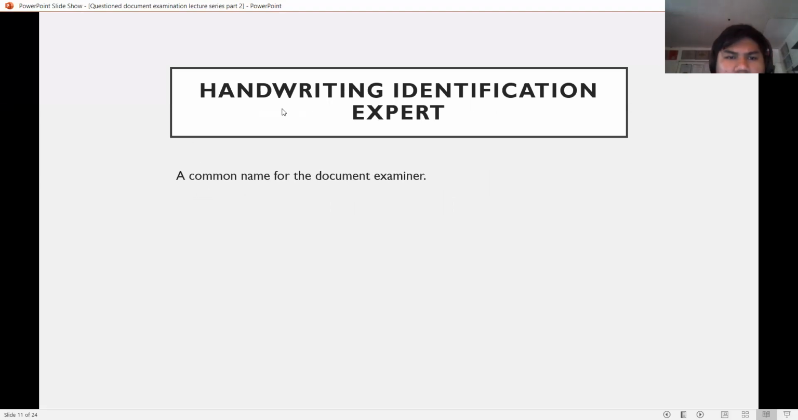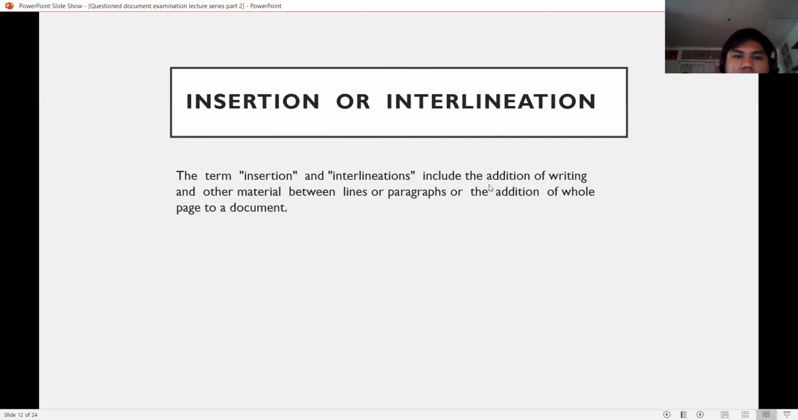Now, next, we have handwriting identification expert. It is a common name for the document examiner. So document examiner is otherwise known as the handwriting identification expert for board exam purposes.